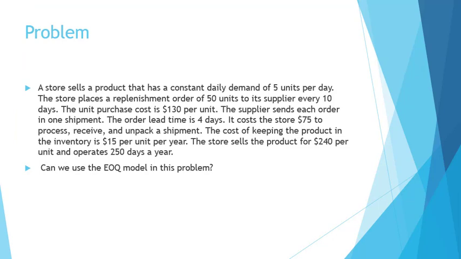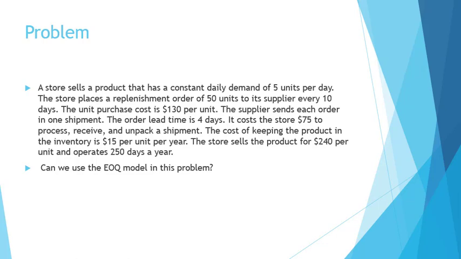A store sells a product that has a constant daily demand of 5 units per day. The store places a replenishment order of 50 units to its supplier every 10 days. The unit purchase cost is $130 per unit. The supplier sends each order in one shipment. The order lead time is 4 days.